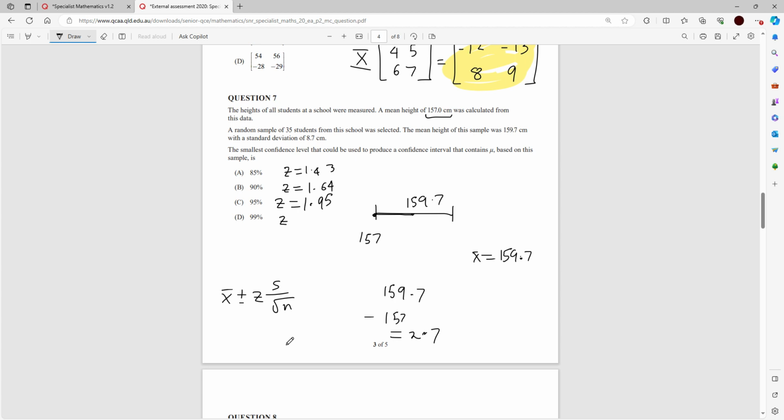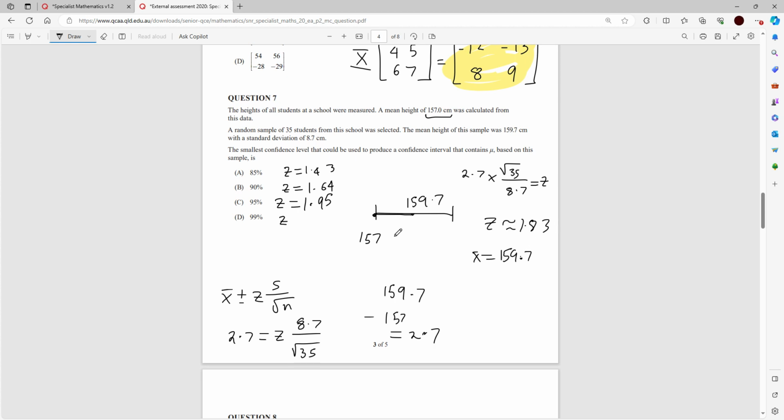So in other words, we're going to have 2.7 equal the z-score times the standard deviation, which was 8.7, divided by the square root of the sample size, which is 35. So if I were to solve this, I get 2.7 times the square root of 35 over 8.7 gives you your z-score. All I did was divide by this and rearrange it. Your z-score is approximately 1.83.